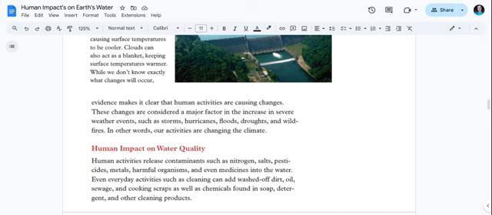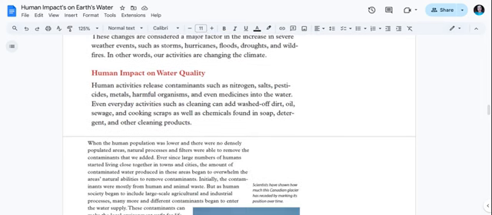Human impact on water quality. Human activities release contaminants such as nitrogen, salts, pesticides, metals, harmful organisms, and even medicines into the water. Even everyday activities such as cleaning can add washed off dirt, oil, sewage, and cooking scraps, as well as chemicals found in soap, detergent, and other cleaning products.